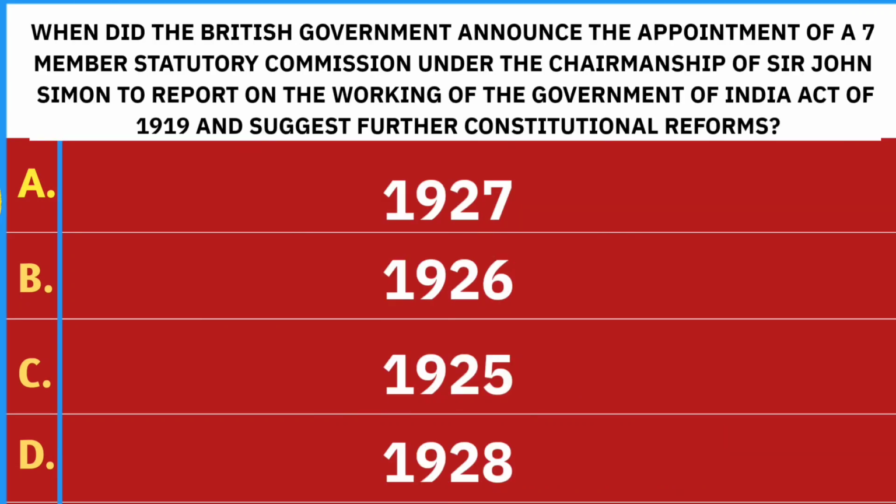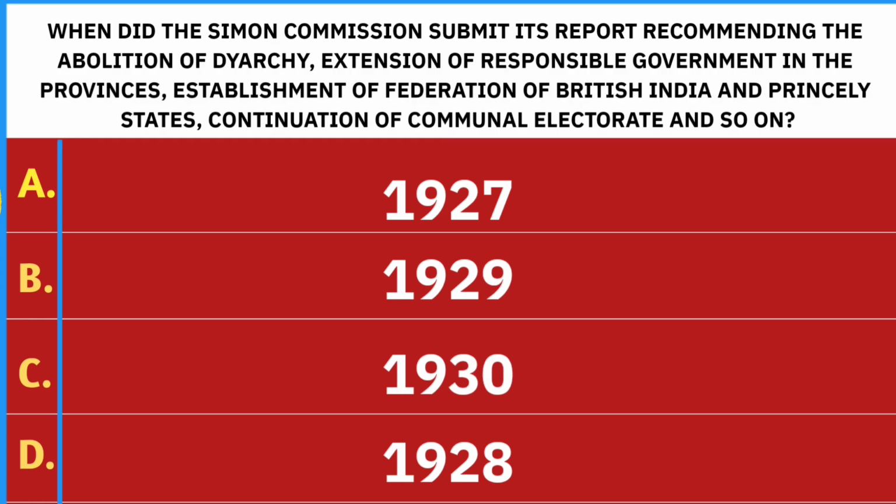When did the British government announce the appointment of a 7-member statutory commission under the chairmanship of Sir John Simon to report on the working of the Government of India Act of 1919 and suggest further constitutional reforms? The right answer is A. 1927.